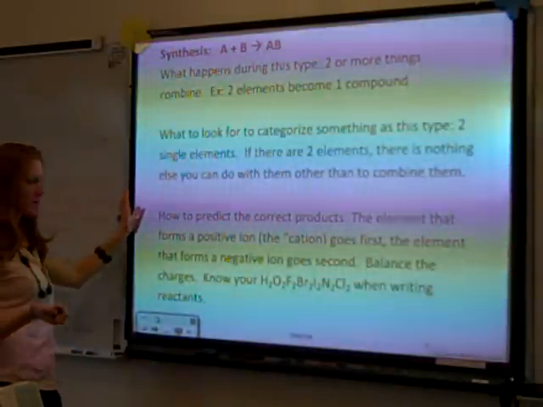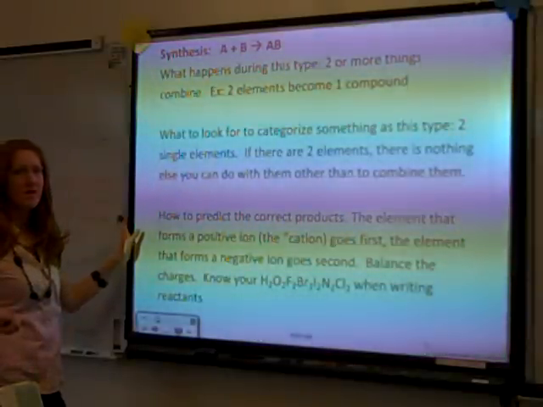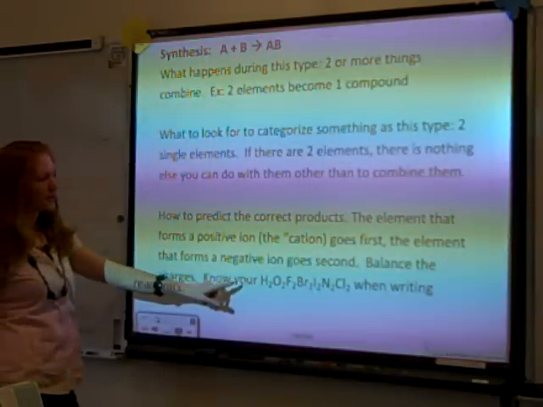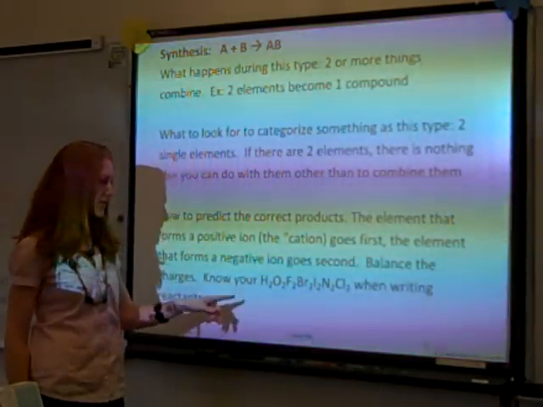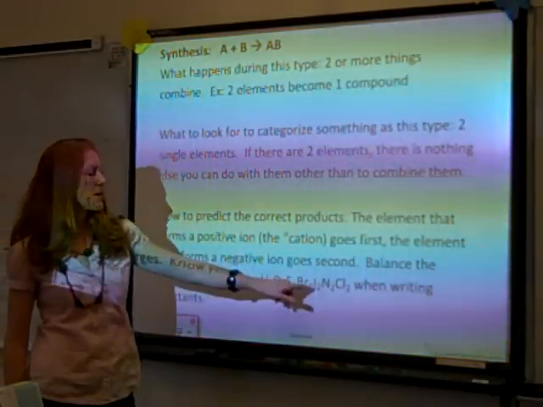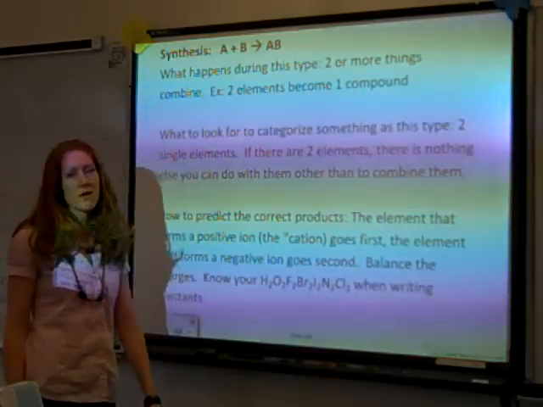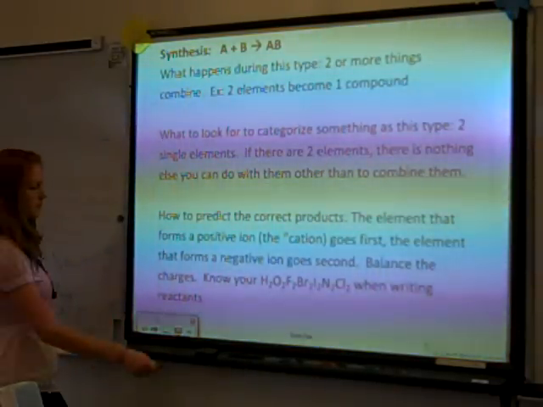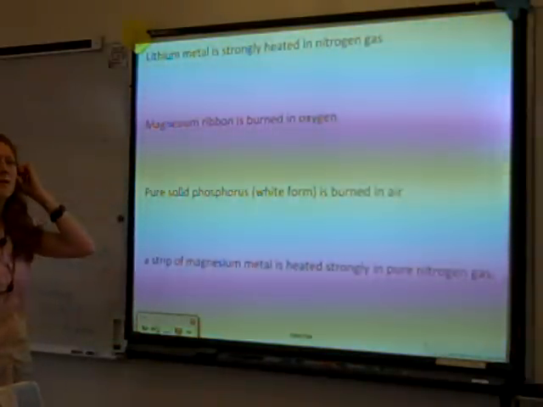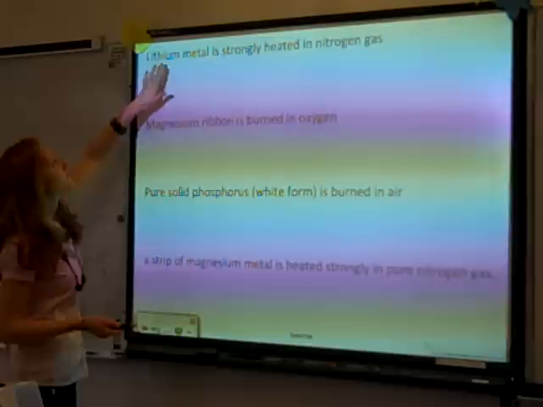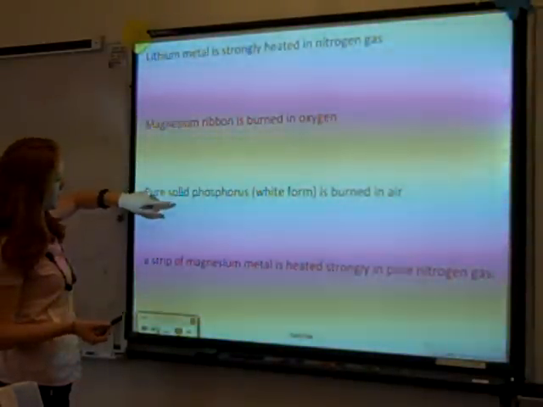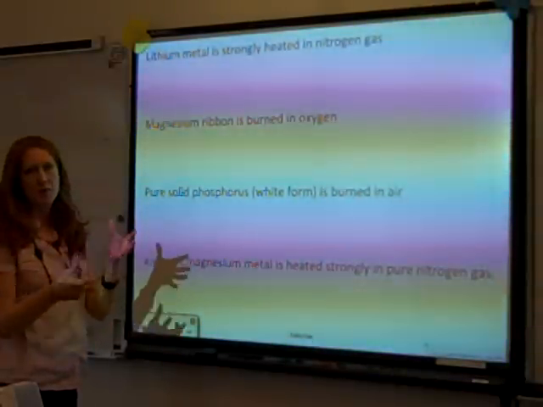In order to predict the correct products, make sure that you put the thing that forms a positive charge first, the thing that forms a negative charge second. Don't forget that your reactants could be diatomics, so Hofbrinkel: hydrogen is diatomic, oxygen, fluorine, bromine, iodine, nitrogen, chlorine. They all are diatomics. That's it. So let's try some. These are the easiest. Also, another clue that you have a synthesis is that your elements, you know you have an element when it says metal, or ribbon, solid, strip, that just means you have a piece.